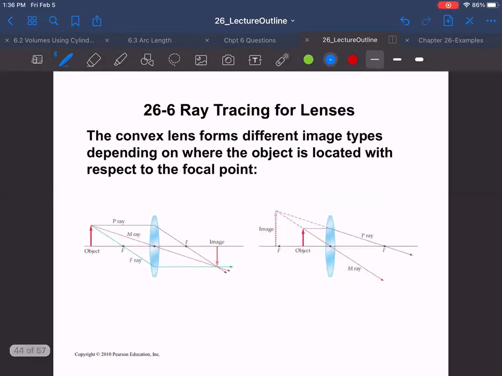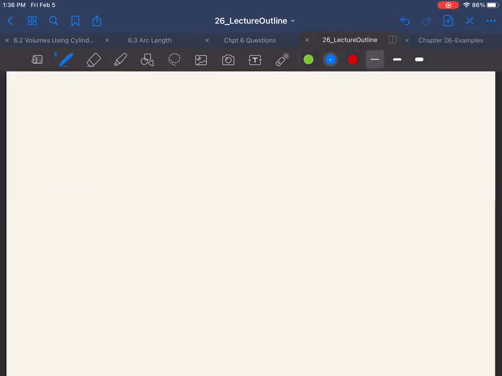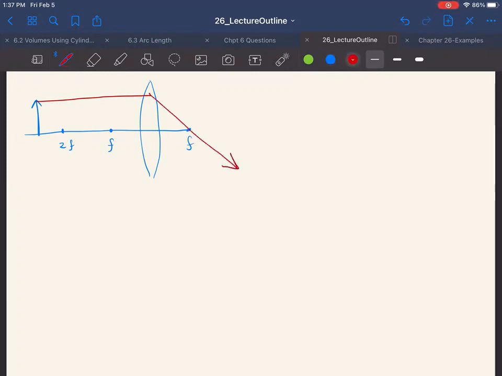So let's add a quick page in here and I'll show you. All right, so let's do outside the focus. So let's say this is our converging lens. Let's say this is our focus. This is twice our focus, 2F. We put an object out here. We draw our three rays in parallel, out through the focus, gotta put them on the backside too, right? Then we've got in through the focus, and then out parallel, and then we've got in through the center and straight on through.